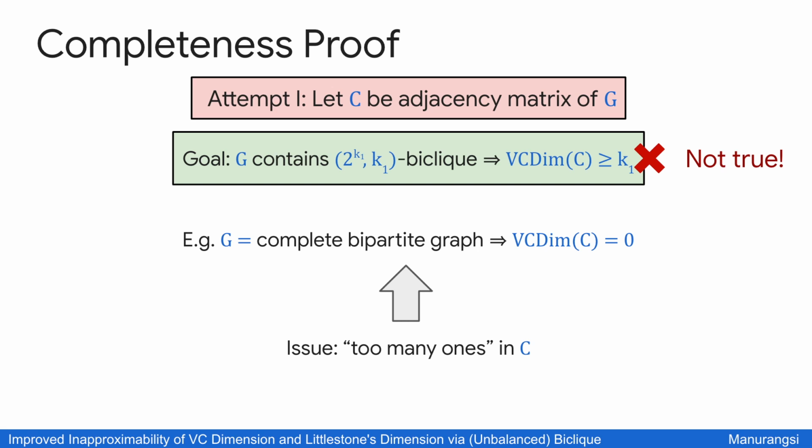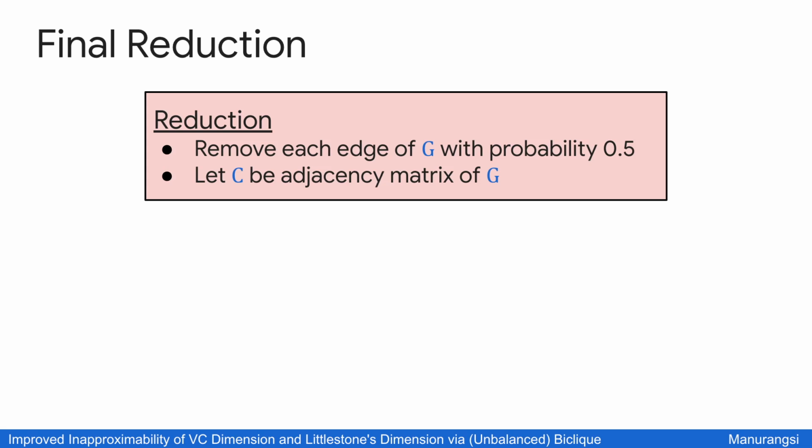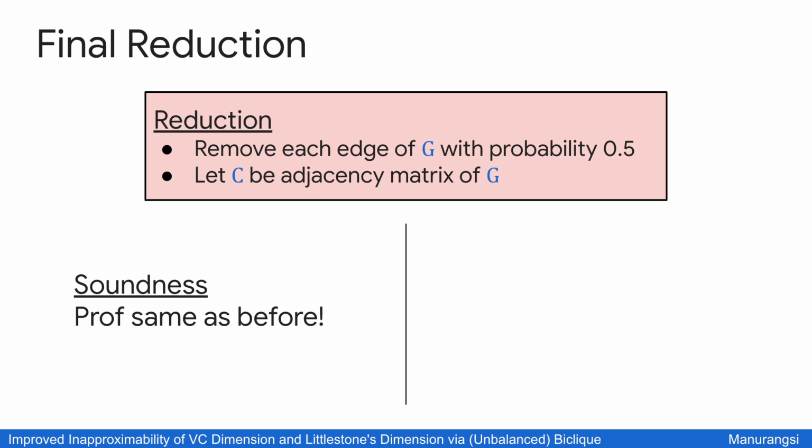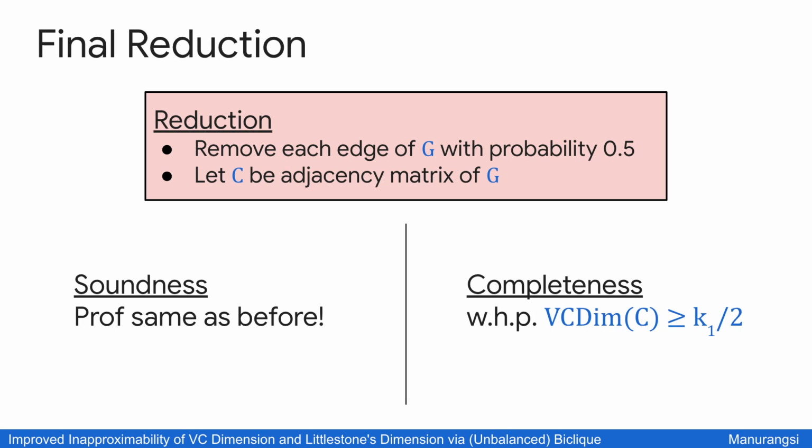So how do we fix this? So in the final reduction, instead of taking the adjacency matrix of the graph G directly, we start by first removing each edge of G randomly with probability 0.5 independently. And then after that, we take C to be the adjacency matrix of this modified graph. It turns out that the soundness proof goes exactly as before. And in the completeness proof, it's also not hard to argue that with high probability, the VC dimension of the resulting class is now large, at least k1/2. So that's it. That's the final reduction, very simple. And that's also all the high-level ideas of the proof.